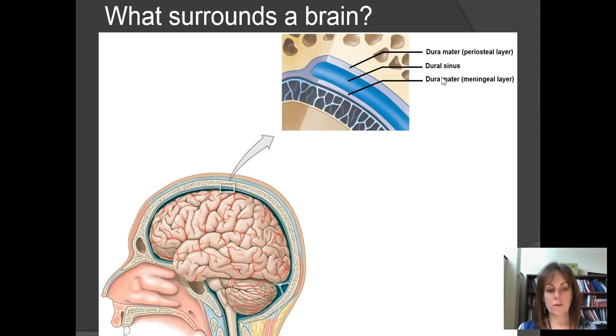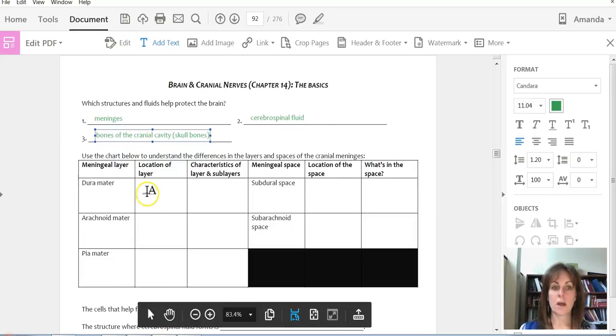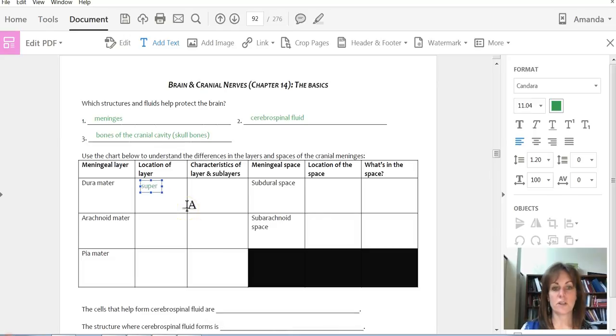And one thing, if you're following along on your notes packets, okay, so dura mater, the location of the layer, well, this is going to be superficial, or you could say closest to bone, okay? So one characteristic you should know about this is it's made up of dense connective tissue. Okay, and so this is a very tough layer. It's going to be very resistant to being torn and those sorts of things.